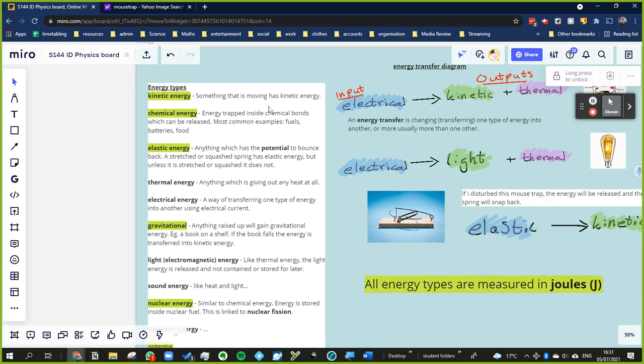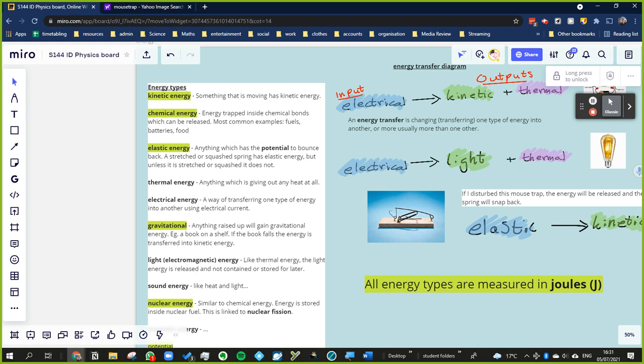So we've got kinetic energy. Anything that's moving has got kinetic energy. Chemical energy is the one that people usually forget. If you imagine anything that releases energy using a chemical reaction, so if you burn some wood, there's a chemical reaction happening there, and you're producing heat and light. So therefore, the wood must have had chemical energy to start off with.